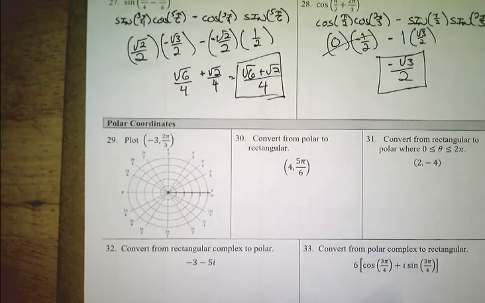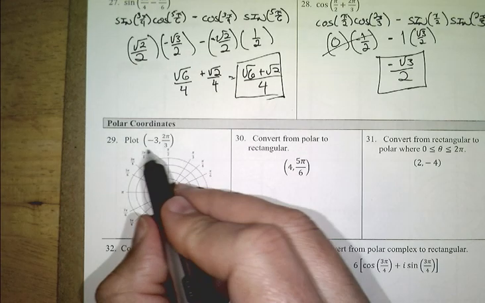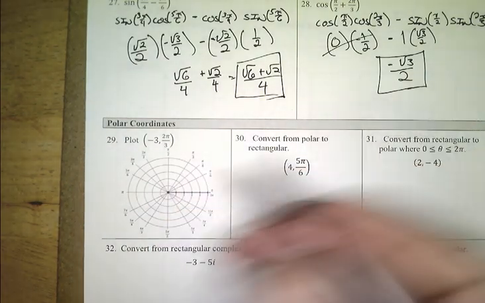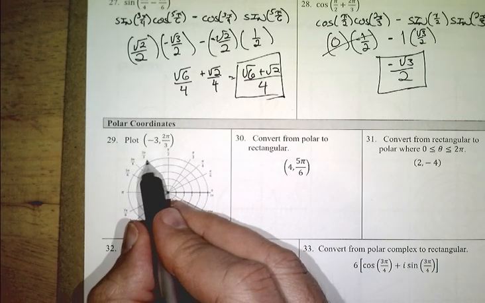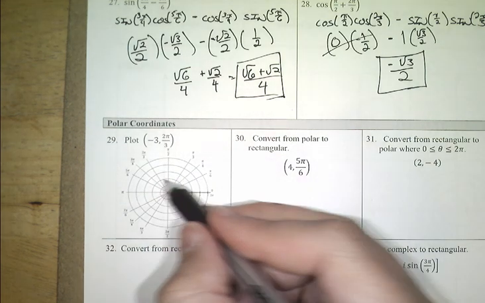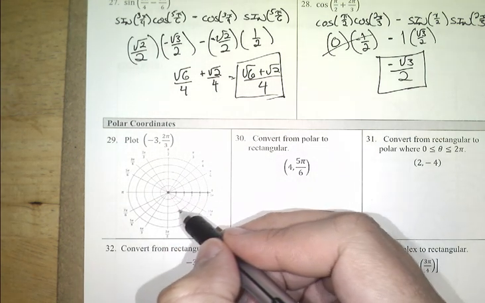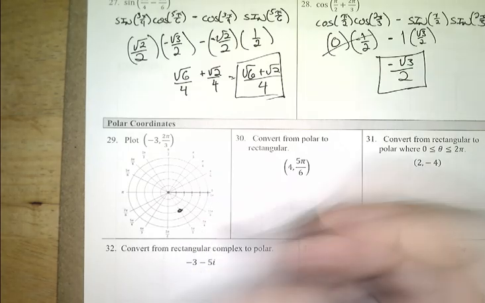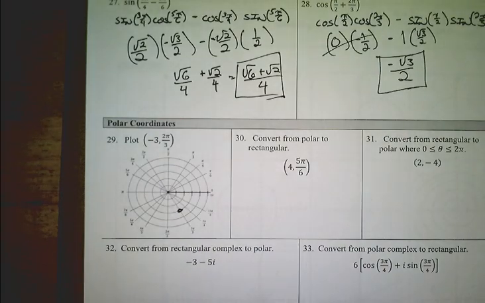Plot polar coordinates. So we have negative 3, 2 pi over 3. So 2 pi over 3 is right here. And we want to go negative 3, so we throw the ball backwards. So 1, 2, 3. Right there, towards 5 pi over 3.